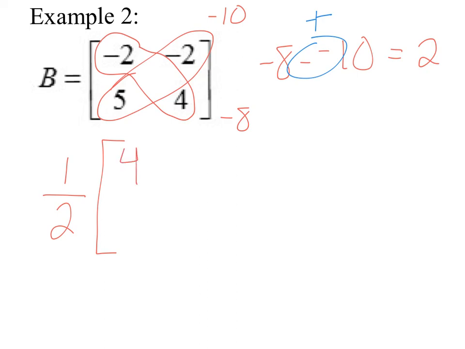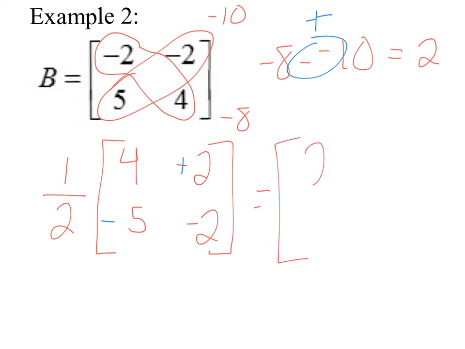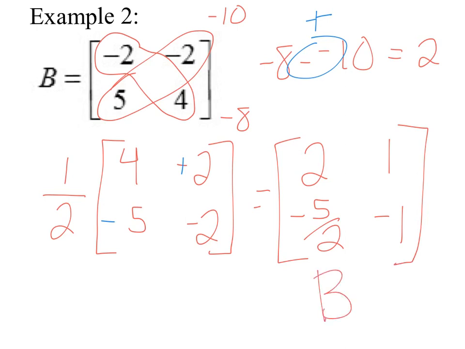So 4 and -2 get swapped. 5 and -2 get their signs flipped. And then we multiply through here. So 1/2 of 4 is 2. 1/2 of 2 is 1. 1/2 of -5 is -5 halves. And 1/2 of -2 is -1. You need to be very comfortable with fractions here. You're going to get fractions. Okay, fractions are going to happen a lot here, okay?